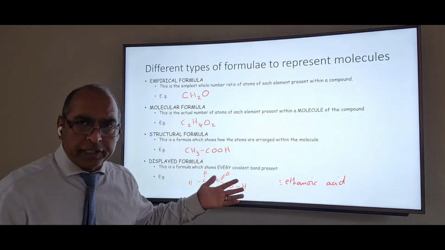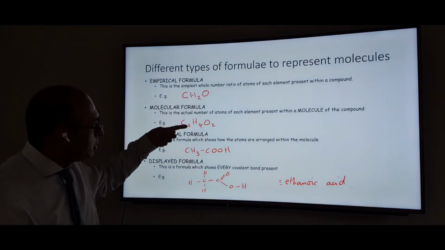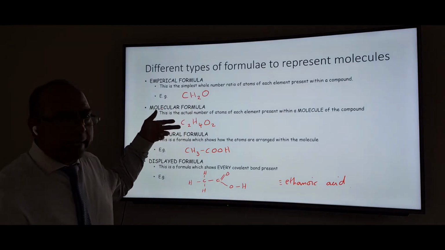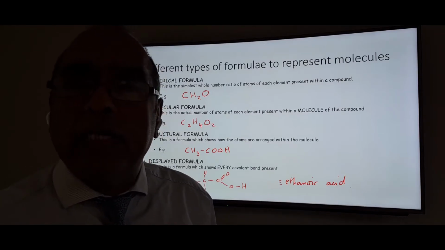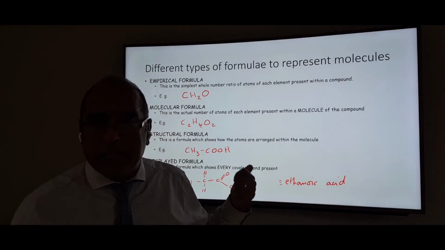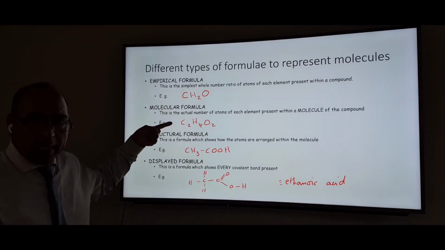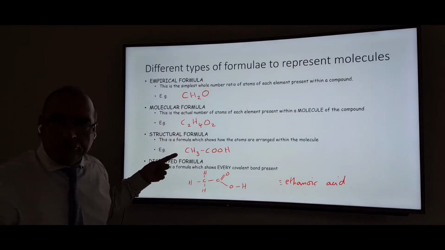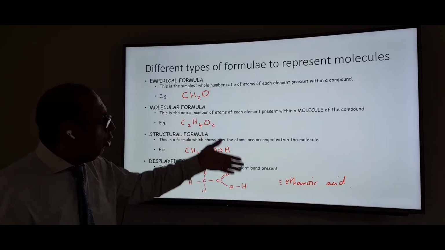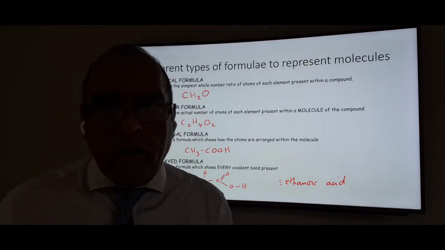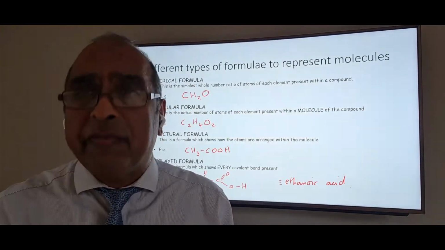So let's see if this is consistent. Simplest whole number ratio, if you double it, C2H4O2. That is the molecular formula for, that's the empirical formula for ethanoic acid. For vinegar, that is the empirical formula there. That's the molecular formula there. That's the structural formula. And that's the displayed formula. And all of them relate to vinegar or ethanoic acid as the chemical that we're talking about on that slide.